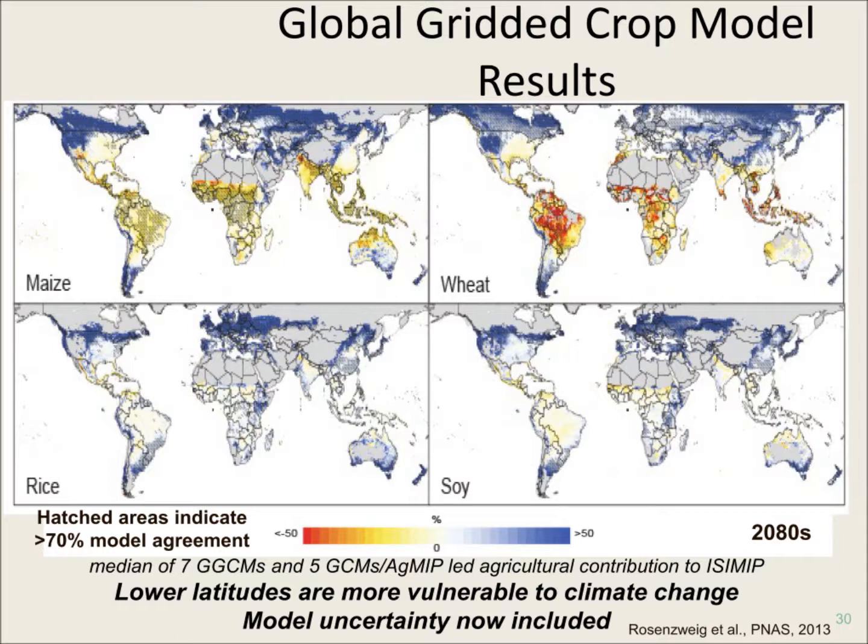Where it's hashed, it shows that all the crop models were in agreement in terms of the direction and general magnitude of change that occurred there. And of course, the climate models have been doing this for some time, but this is the first time that was done with the crop models.